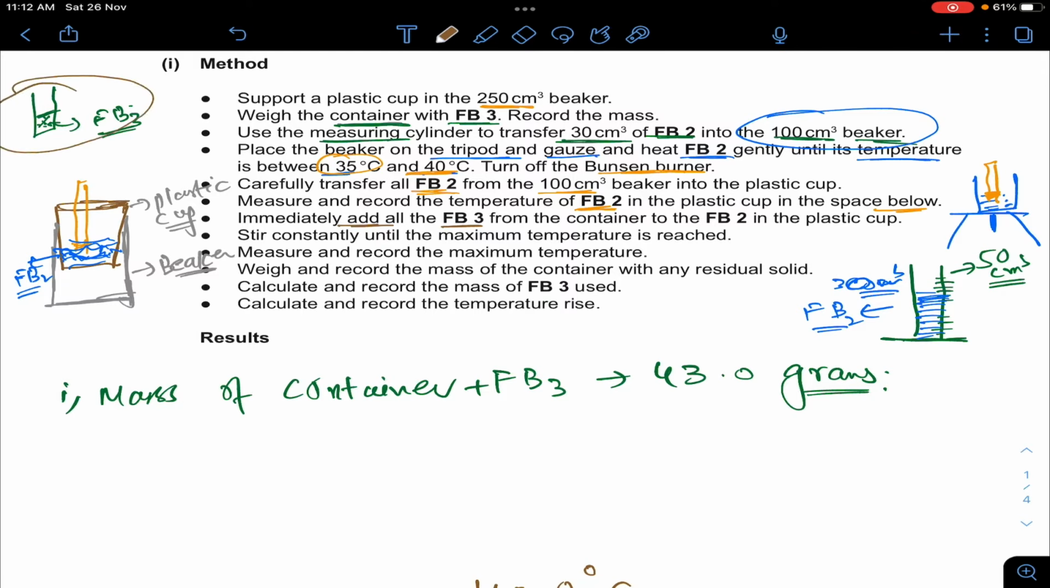This FB3 which we had in the container, the mass we have already taken. Immediately add all the FB3 from the container to the FB2 in the plastic cup. So we'll add this FB3 into the plastic cup. Once we've added this, the reaction will start. Stir continuously until the maximum temperature is reached. It is an exothermic reaction, so the temperature will rise, and you have to note the maximum temperature.